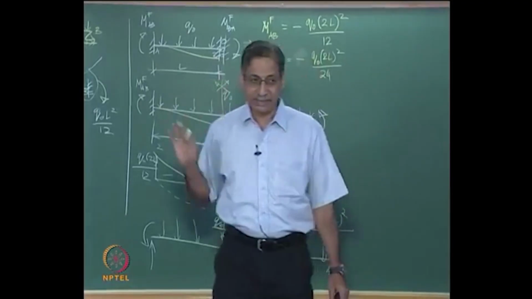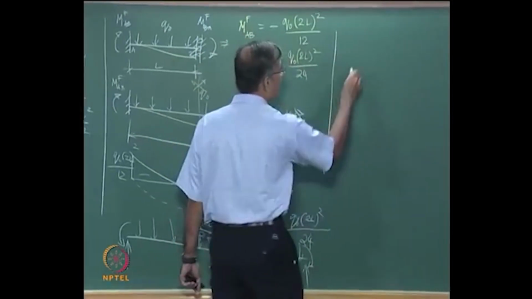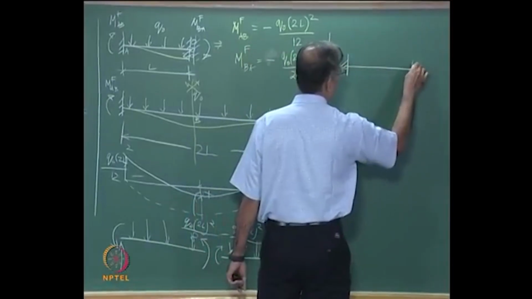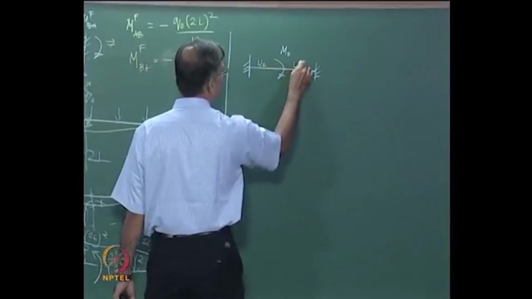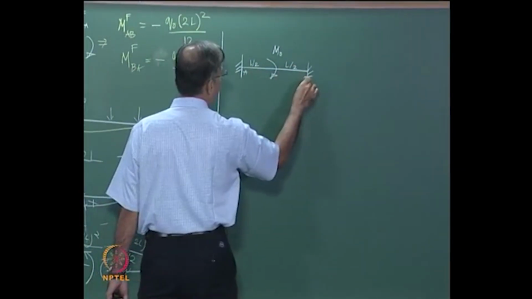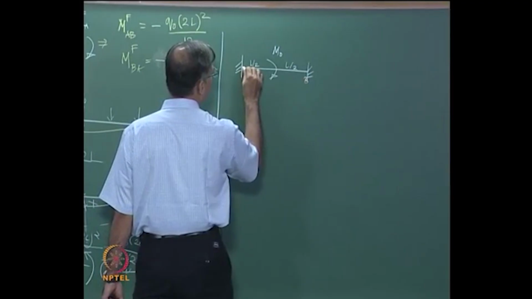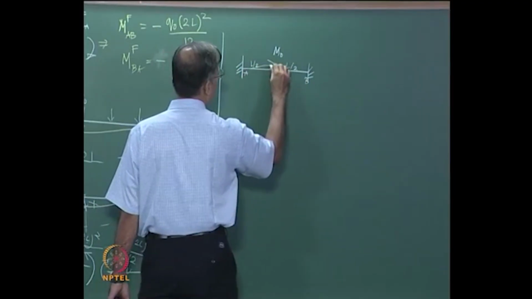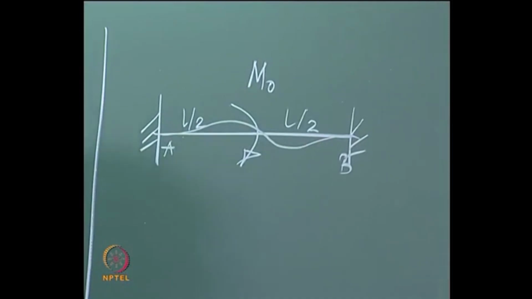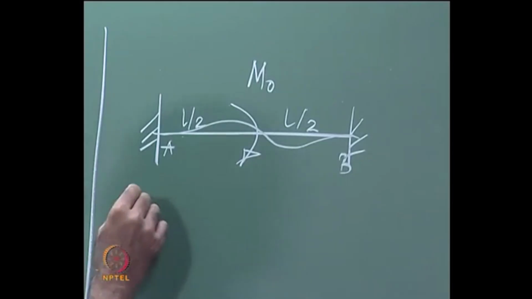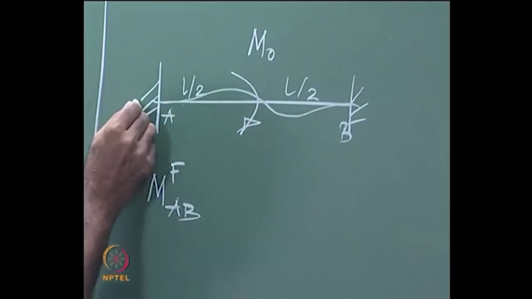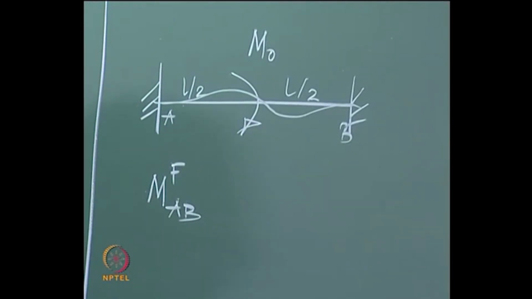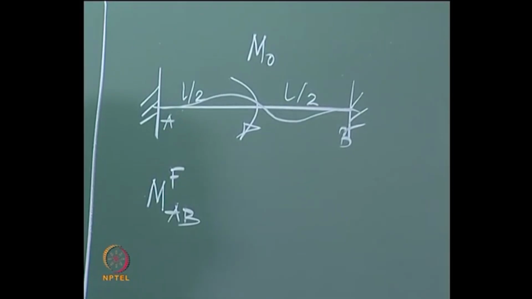Have you understood? There is another rare exception, I might as well point it out. Let us say you have a concentrated load M naught right in the middle of a beam. The deflected shape will look like that, and MFAB, what do you think the direction here will be? Clockwise or anti-clockwise? Clockwise.